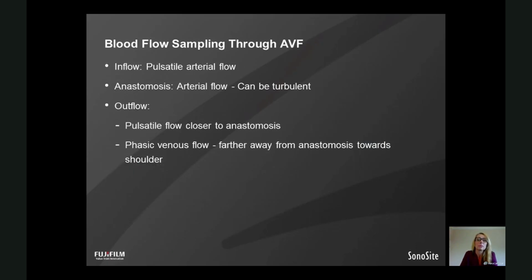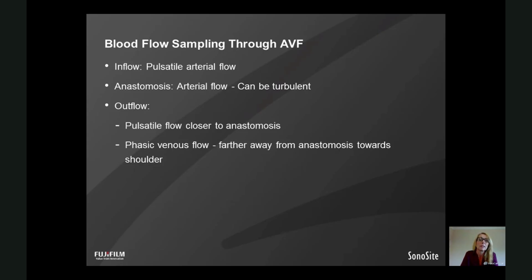So blood flow sampling through an arteriovenous fistula, the inflow, we have the pulsatile arterial flow. It does change a little bit from an artery once we do anastomose it to the outflow vein. The resistance drops a little bit, so you'll see that the arterial pulse wave in an artery attached to an AV fistula is slightly different to your artery without a fistula attached to it.